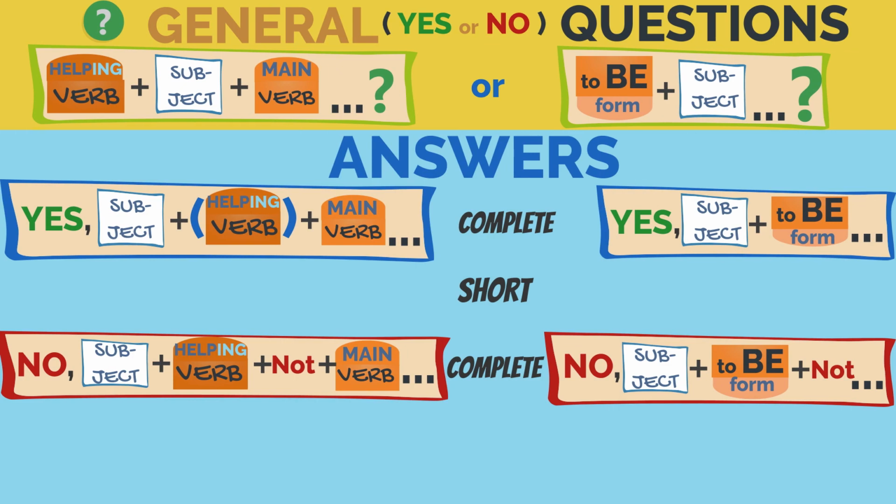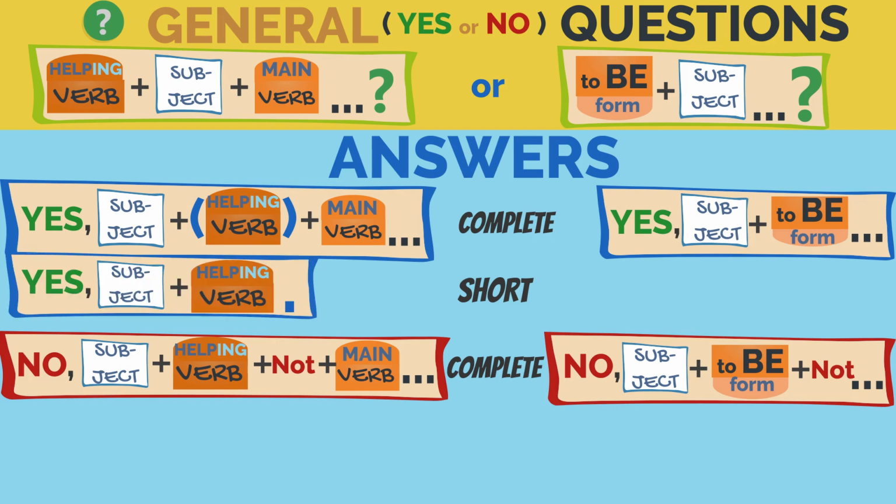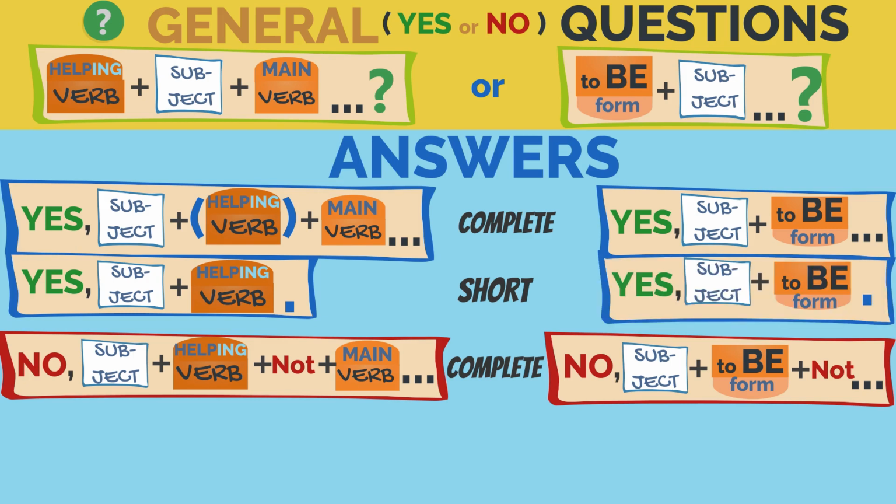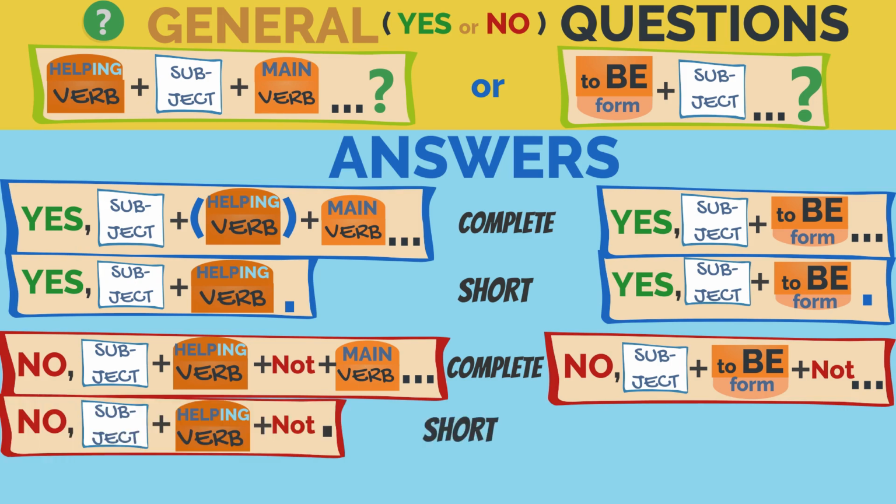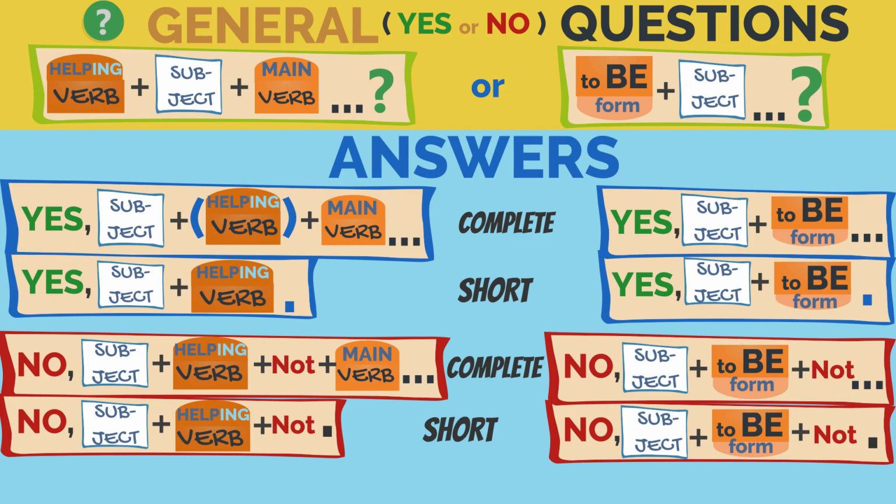But, besides the complete answers, there are also short answers in English. These short answers contain, after yes or no, only the subject, and the helping verb, or the verb to be, which have helped to make the question. Negative short answers also contain not after the verb.